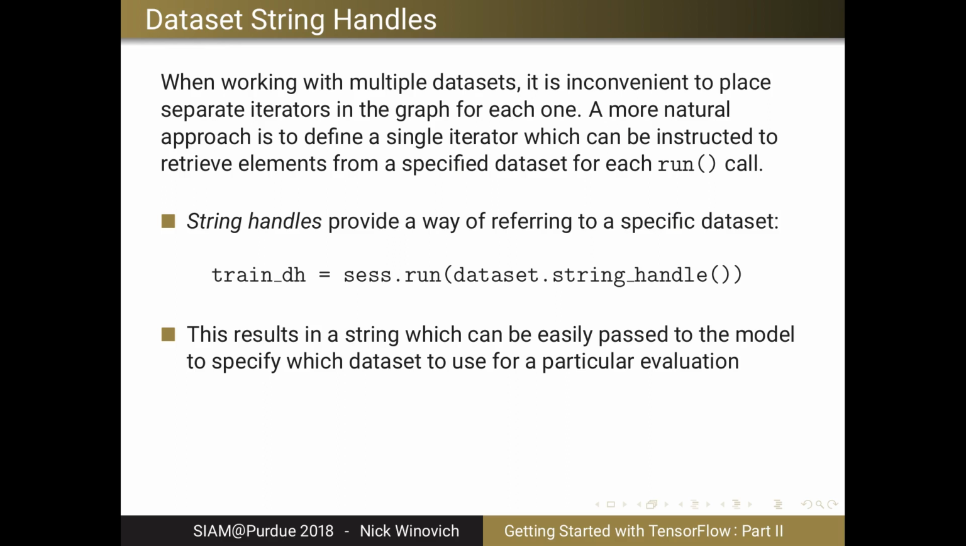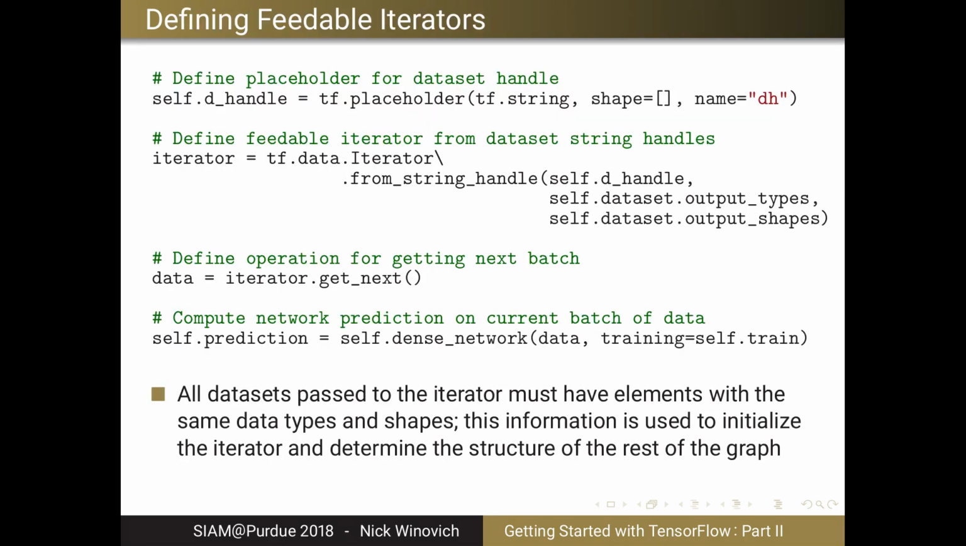And what we can do is define our graph, instead of putting the iterator in there directly, with an iterator which first looks up what data set it's working with. So this is referred to as a feedable iterator. And we can use this by defining a placeholder for the dataset handle. So what's the label? What's the name? Is it training or validation, typically? And passing that data handle to the from_string_handle method of the iterator, or tf.data.Iterator.